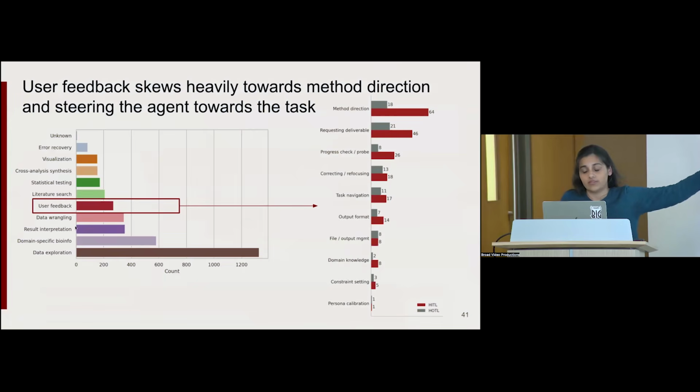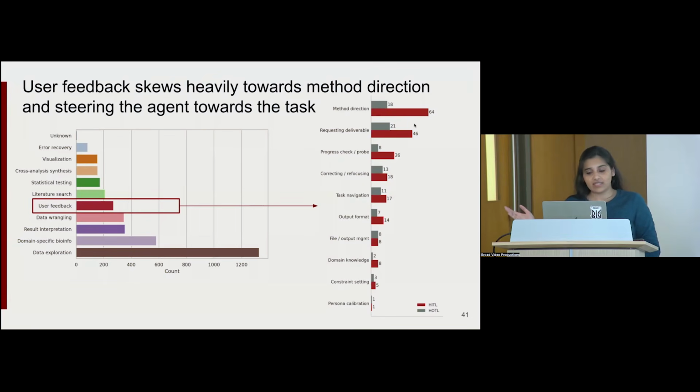When you look at specifically user feedback, which is only present in this section of the study where we have human plus AI things, we were curious to see how humans were interacting with the agent in the HOTL and the HITL mode. So human on the loop, where they were passively interacting, they were giving very little method direction. Like they would maybe correct something like a parameter that was done wrong or something like that. It was much less.